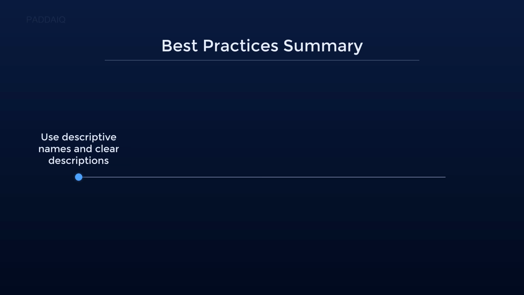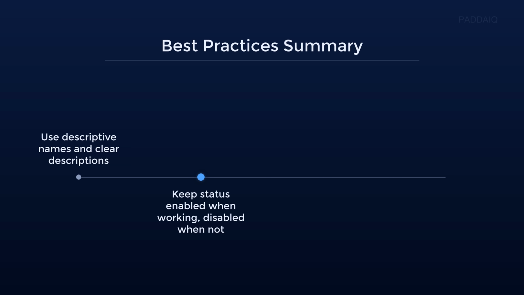Best Practices Summary. Use descriptive names and clear descriptions. This means naming things so their purpose is instantly understandable. For example, name a service customer_data_validation_service instead of service_01. This clarity prevents confusion and errors for everyone using the platform. Adopting this practice ensures your solutions are maintainable and easy for others to understand.